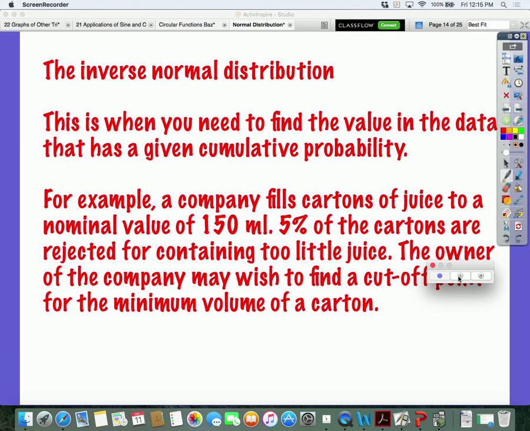So a company fills cartons of juice to a nominal value of 150 milliliters. 5% of the cartons are rejected for containing too little juice. The owner of the company may wish to find a cut-off point for the minimum volume of a carton, okay? And so basically it would be your job to figure out that minimum value, that X value, given the probability that if it has 5% or a certain percentage that's less than what they want.